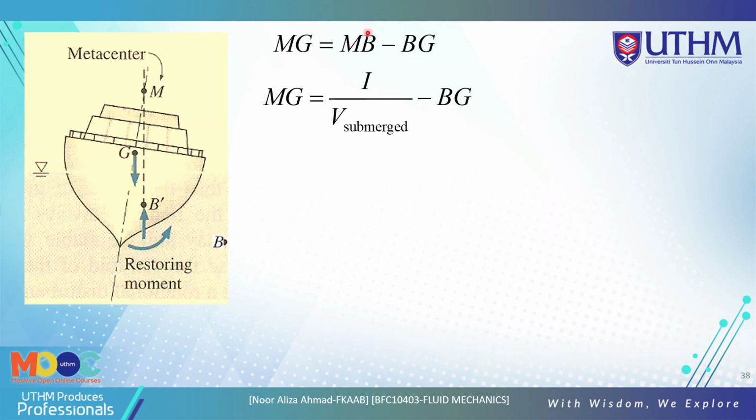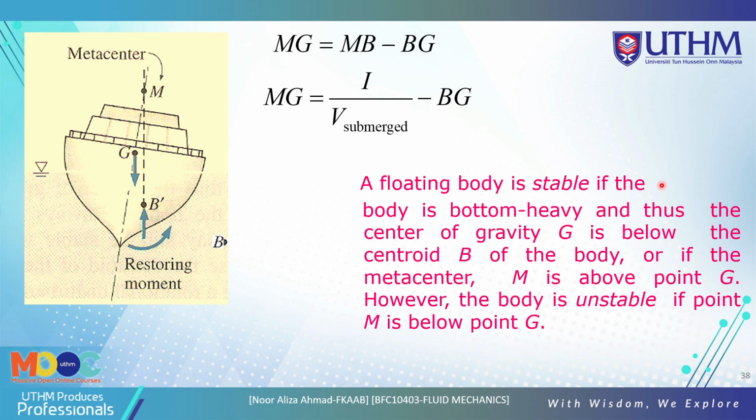So we use this equation. GM is equal to MB minus BG, or to get the GM, we get the I, inertia, divided by the volume submerged, minus BG. A floating body is stable if the body is bottom heavy and thus the center of gravity G is below the centroid B of the body, or if the metacenter M is above point G. However, the body is unstable if point M is below point G. So this is the theory for part of stability. You can explain more on this stability if in your test or in your final exam you are asked to explain more about stability.